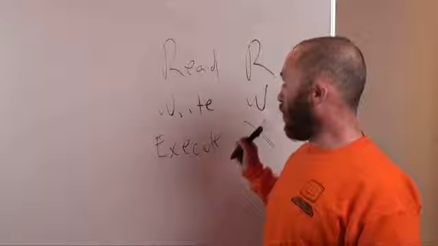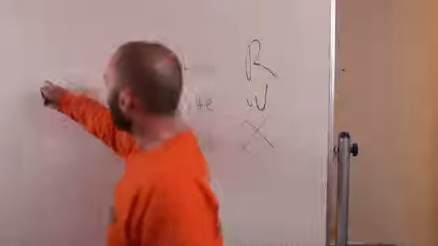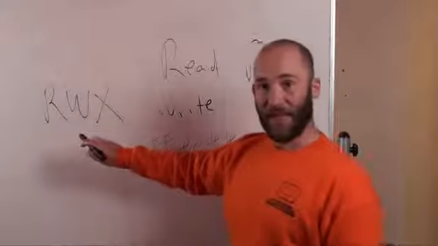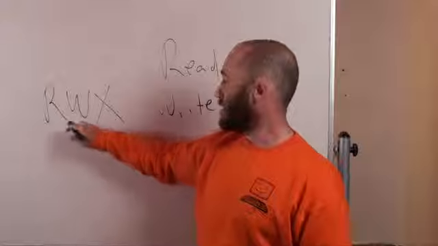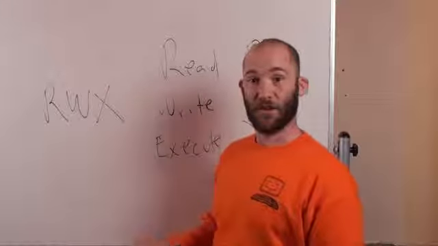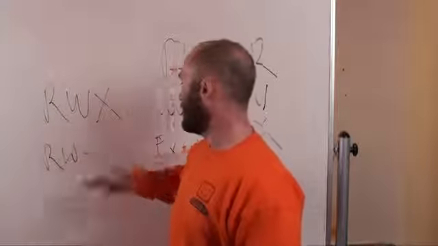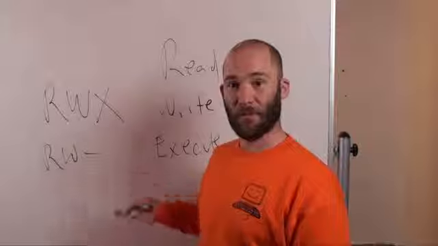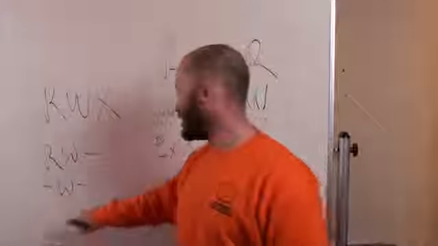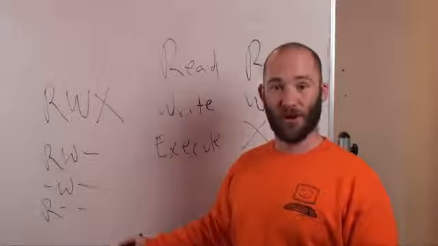So when you look at a directory listing, what you will normally see is RWX. If you look at a directory listing and it says RWX by the file, it means you have read, write, and execute permission. If you see RW and then nothing, that means you have read and write permission. If you see blank W blank, it means you have write permission. If you see R blank blank, then it means you only have read permission.